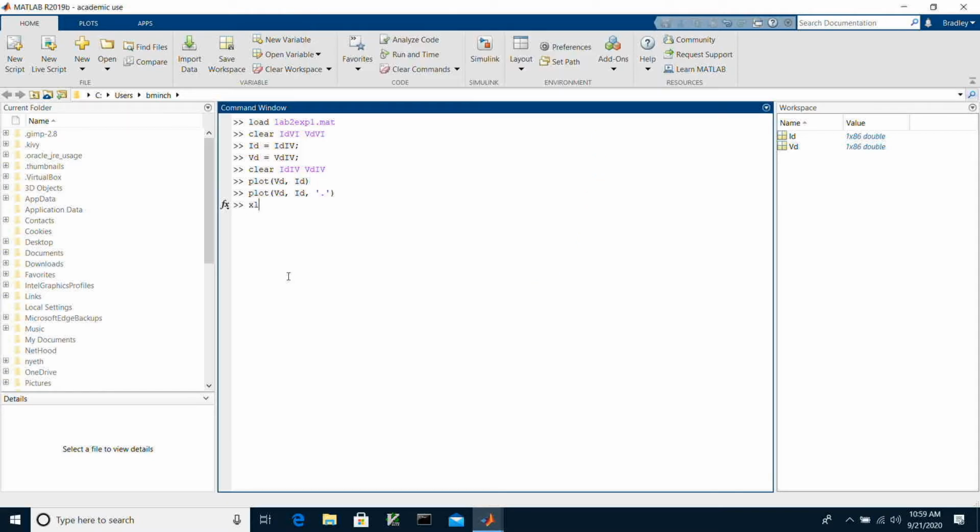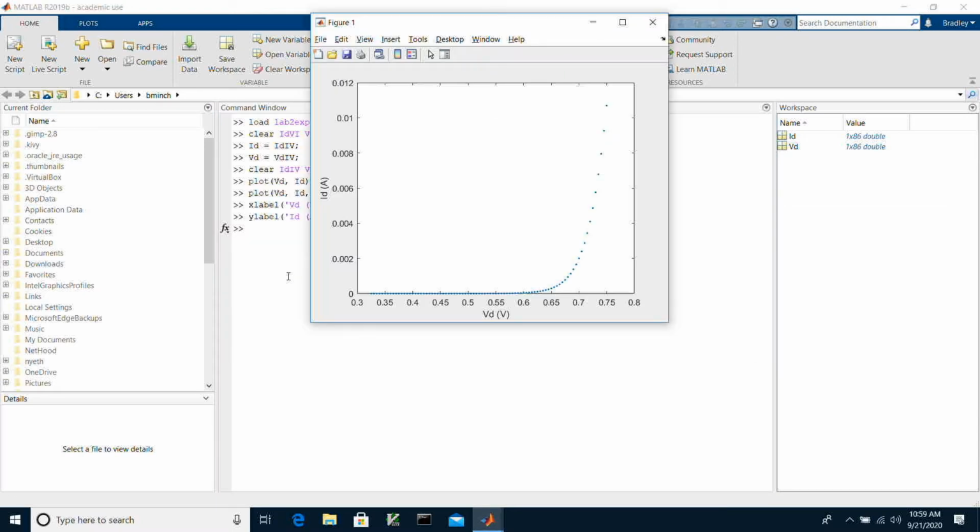So if I wanted to, I could go X label VD volts and Y label ID amps. And that would be a sensible way of making a linear plot, but this linear plot really isn't telling us what's going on, except for maybe up here in this last maybe 150 millivolts or so worth of VD. For all of this range of VD, we can't really see what's going on. And so that's the purpose of a log scale.